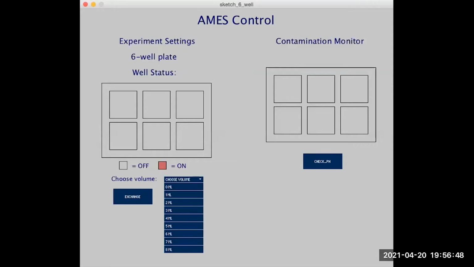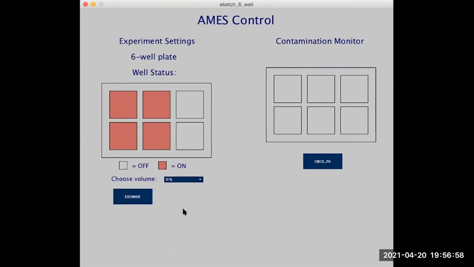One of the most important requirements for our system was that it be easily operable via a graphical user interface, or GUI, as seen in this video. The user can select which wells are being used, as some experiments may not use all wells. They may then select the volume of medium to be dispensed. For the 6-well plate, each well can hold a maximum of 17 milliliters.